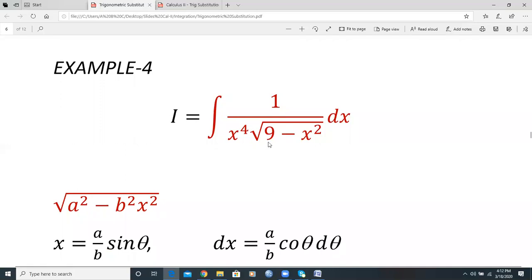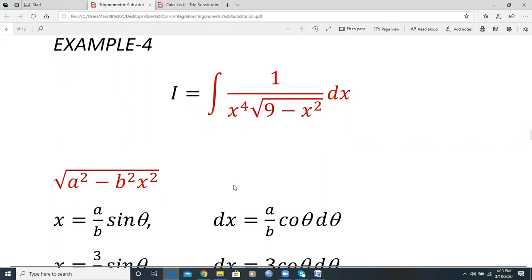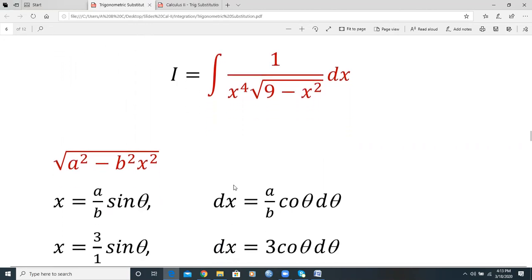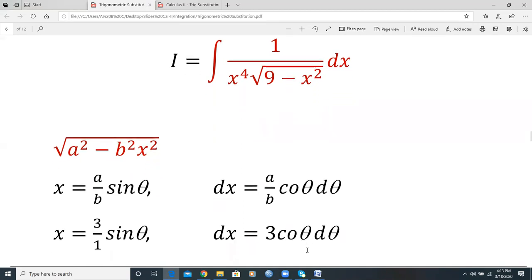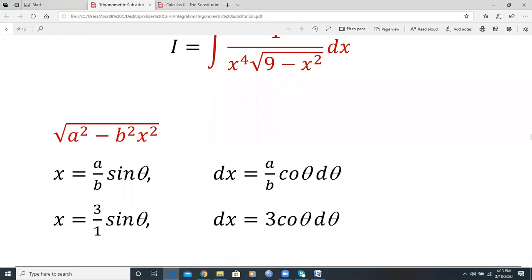In our example, a square is 9. So, therefore, a is equal to 3, and b square is 1. So, b is 1. So, therefore, we make the substitution x is equal to 3 over 1 sine theta, or it is simply x is equal to 3 sine theta. Therefore, dx actually becomes 3 cos theta d theta. So, we will substitute x by 3 sine theta and dx by 3 cos theta d theta. So, we make the substitution.